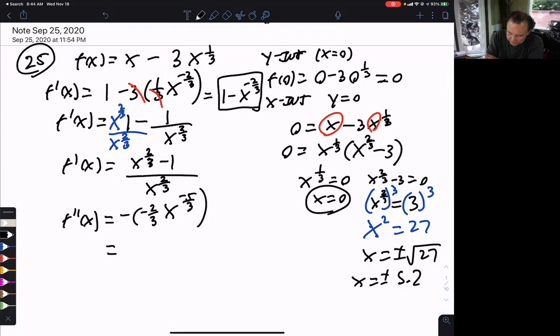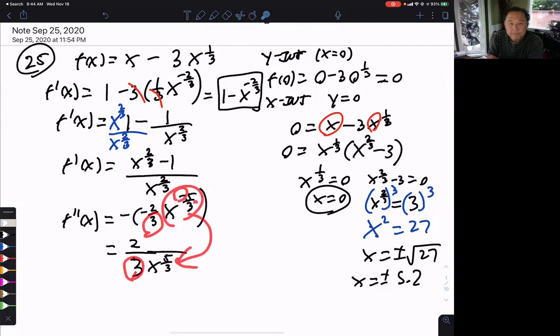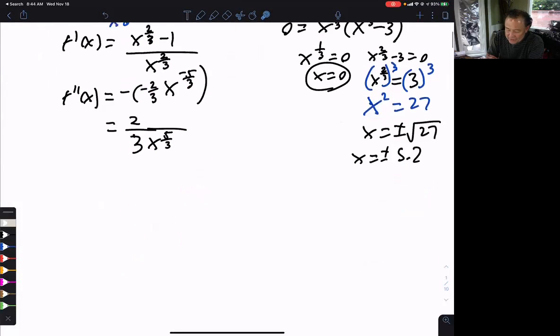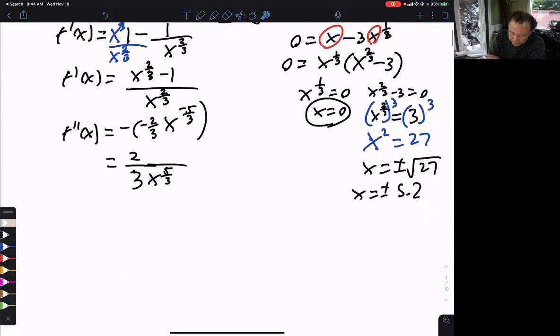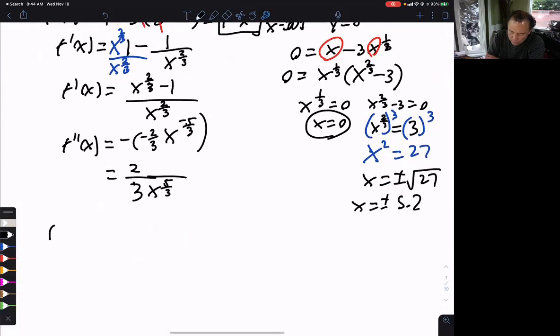And so I get 2/3 x to the 5/3. Why? The 3's on the bottom. The negative moves this whole thing to the bottom. So let's deal with these. I have a first derivative that equals this.